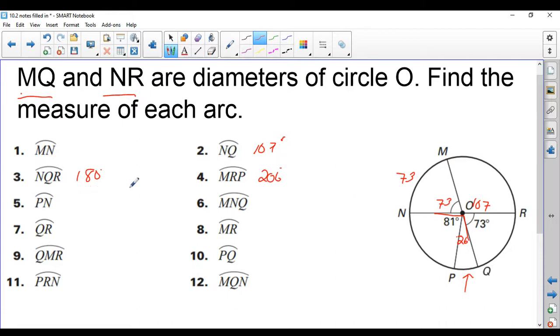Arc PN, P to N is the same as its measure of the central angle, so that would be 81, and so on. You would work your way through all of these, adding together the pieces of the central angles or adding together the arcs to find your measures. Remember, every major arc should be 180 or greater. Every minor arc has to be less than 180.